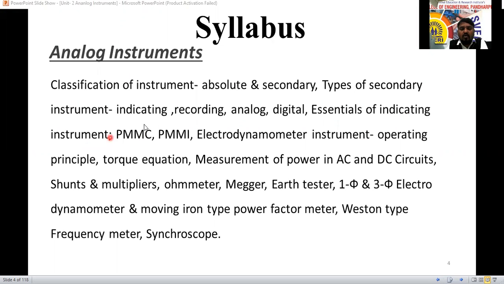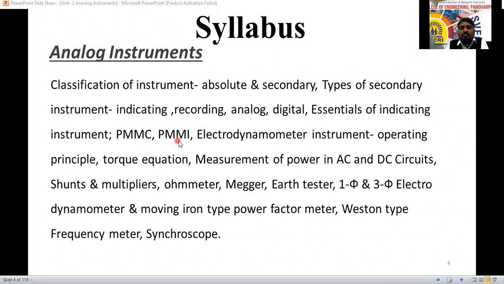Once we have studied all the essentials, we'll go for PMMC, permanent magnet moving coil. I think you have studied all these instruments in your diploma, but some students are from ENTC and CSC, so we'll discuss this. PMMC means permanent magnet moving coil. We keep two permanent magnets, and in between them we keep the coil. Based on the rotation, we measure the voltage and current. So the instrument name is PMMC, permanent magnet moving coil.